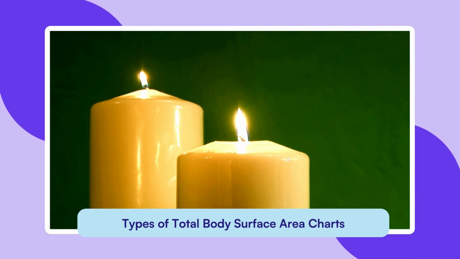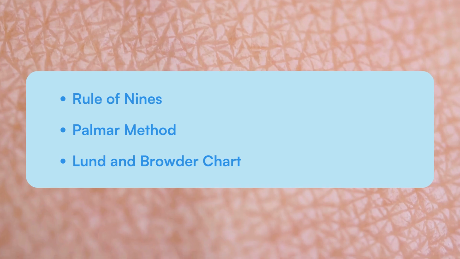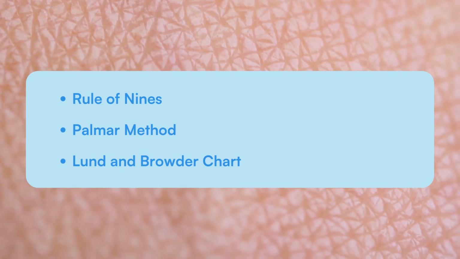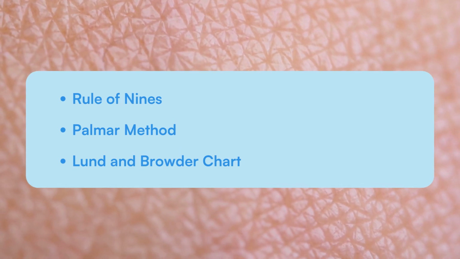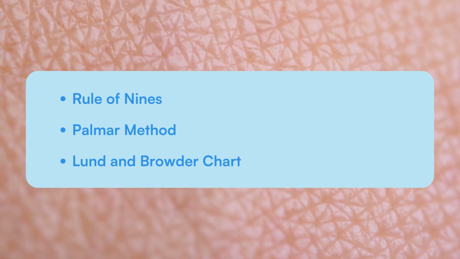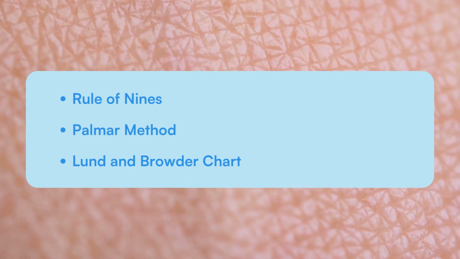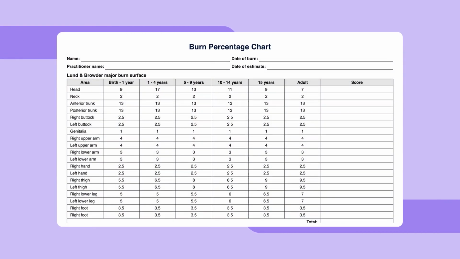Rule of Nines. Used mainly for adults, this method divides the body into areas of 9%, making it a quick and simple way to estimate burns. Palmer method. Uses the size of the patient's hand, about 1% of body surface, to estimate smaller or scattered burns. Lund and Browder chart. More precise and commonly used for children, this chart adjusts for body growth. It's widely accepted by burn care experts. Our template includes the Lund and Browder chart for better accuracy.